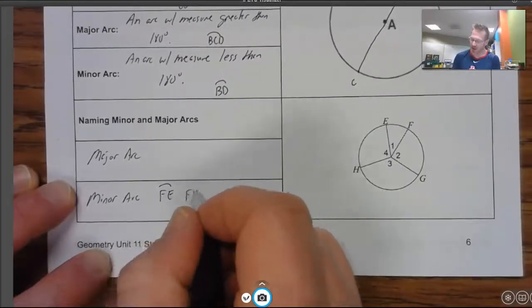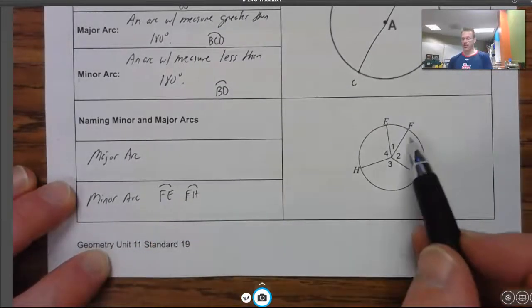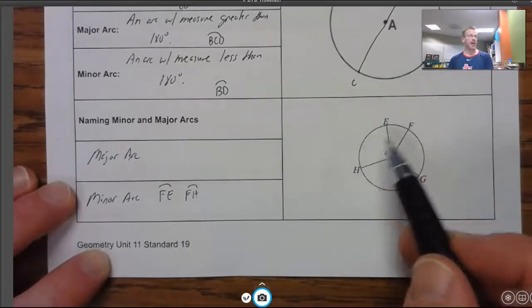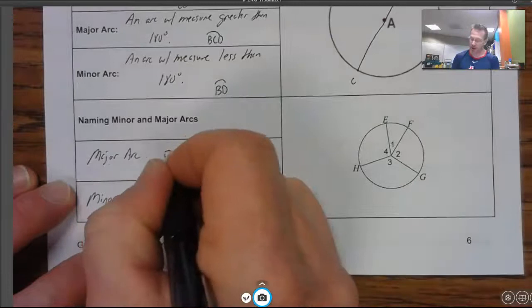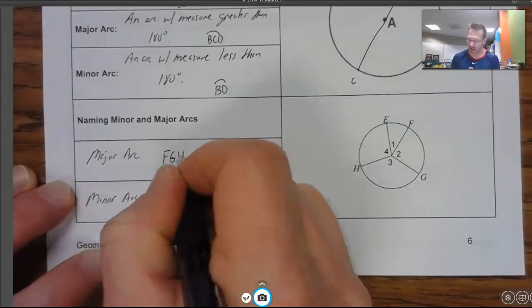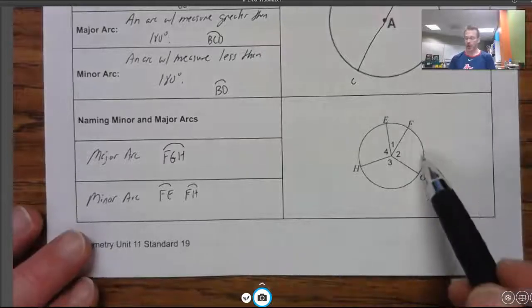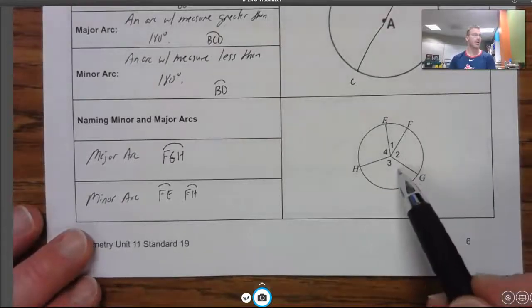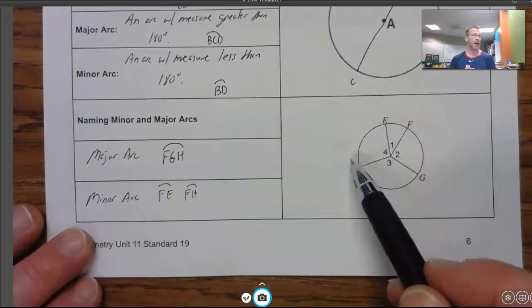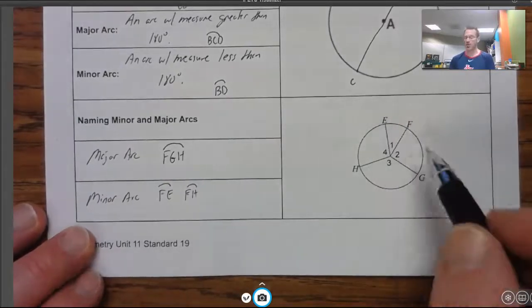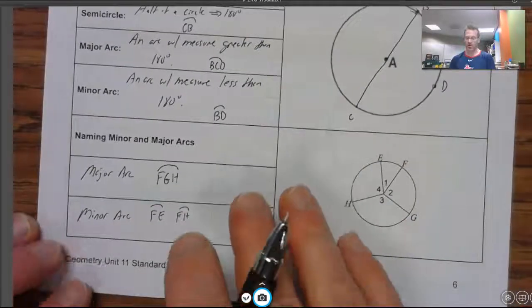FH would be a minor arc, all right? Those are definitely less than 180 degrees. So if I wanted the major arc from F to H, I would include G here. So I would go F, G, H. And I still put that arc mark over the top. That signifies I'm taking the long route around the circle to get from F to H versus the short route. So minor arc, 2 letters, we're assuming it's less than 180 degrees. Major arc, 3 letters, and it's more than 180 degrees.